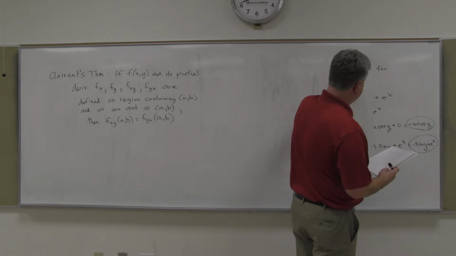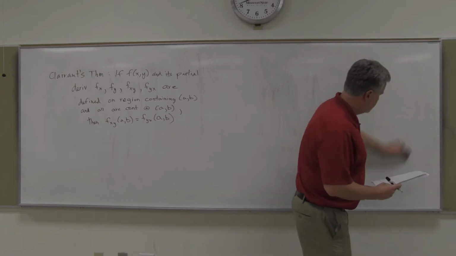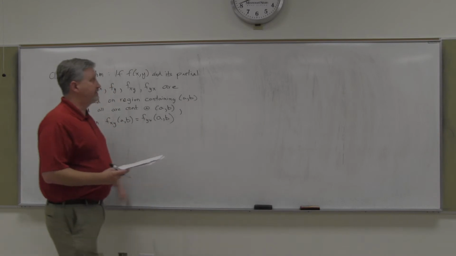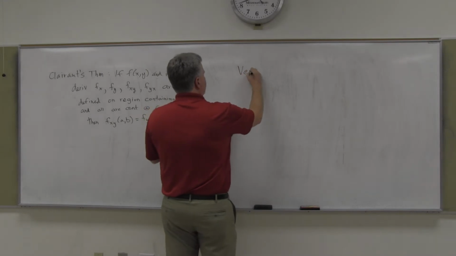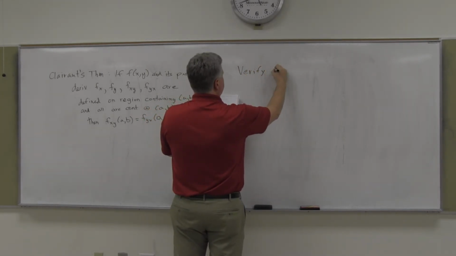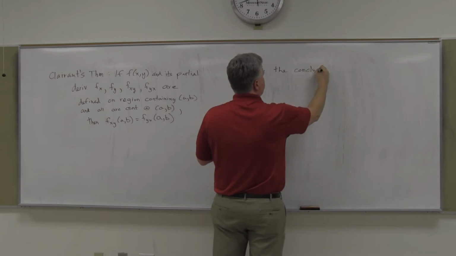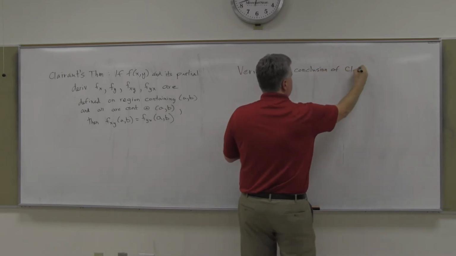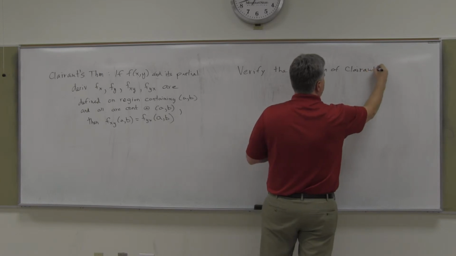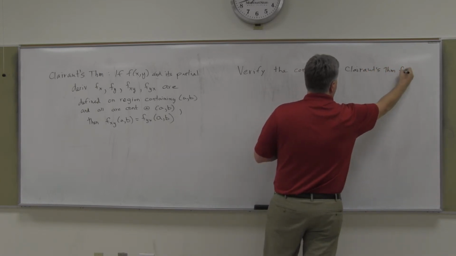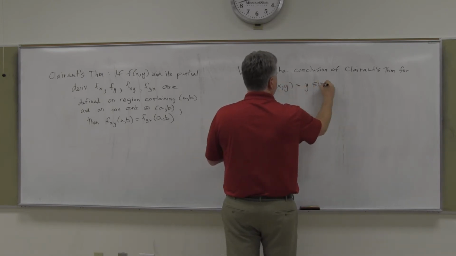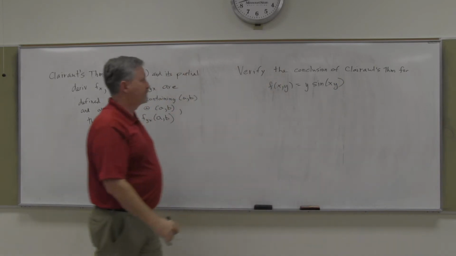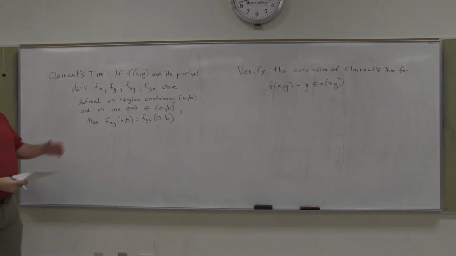And we could do different examples. Let's talk about a couple. All right, so let's verify the conclusion of Clairaut's theorem for this function, f(x, y) equals y sine of xy. Well, what that means is to show that these two things turn out to be the same.